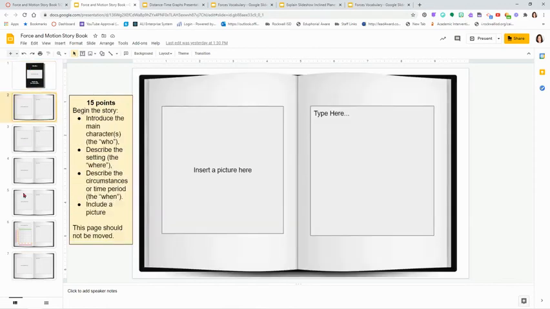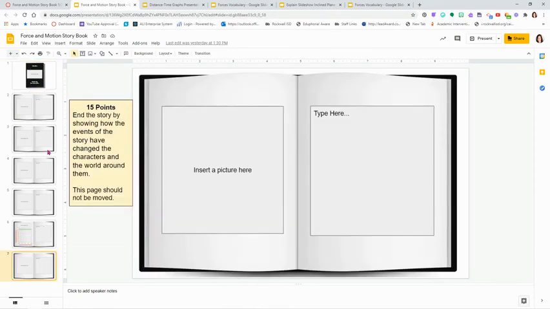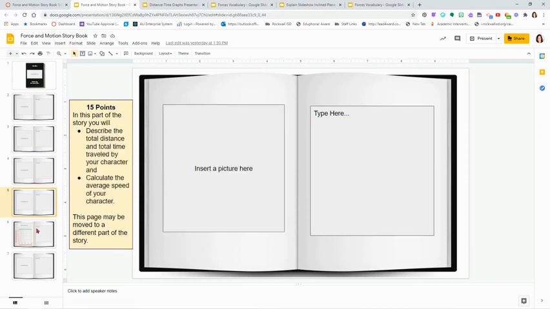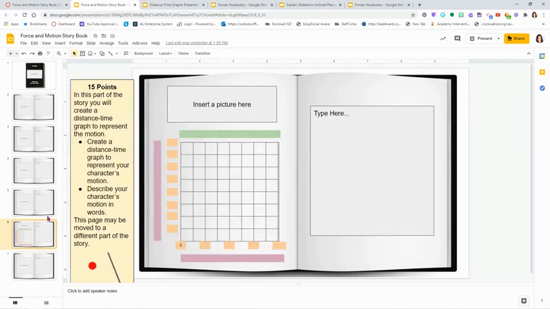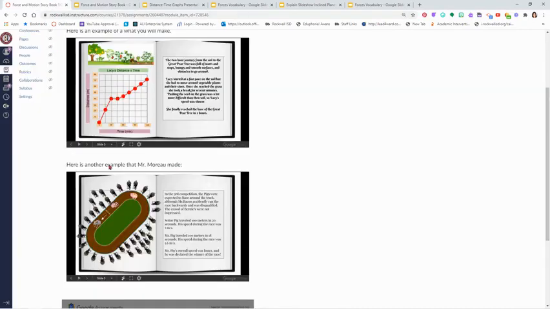So the first slide, second slide, and last slide have to stay in their place. You can rearrange 3, 4, 5, and 6 as long as you have them somewhere in the story. You can move them around. You will notice from our example stories that Mr. Moreau and I did ours in different orders, and you are free to do that as well, as long as you keep the first, second, and last slide in the right place.